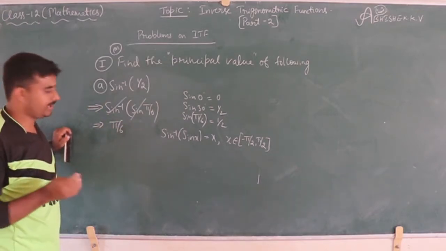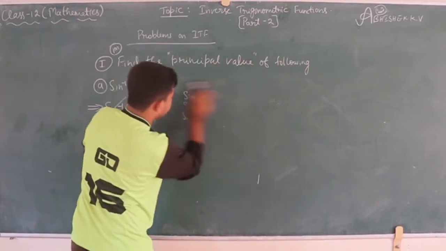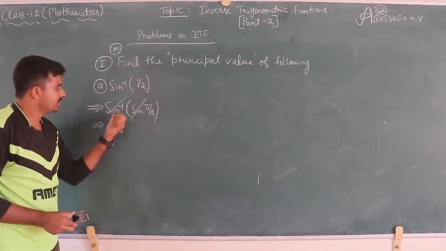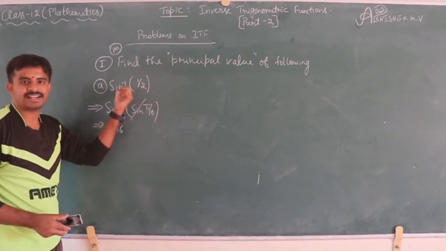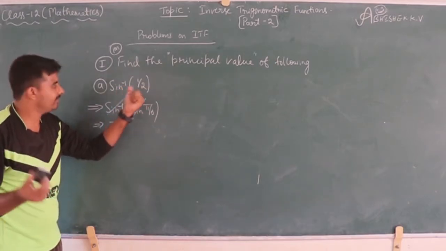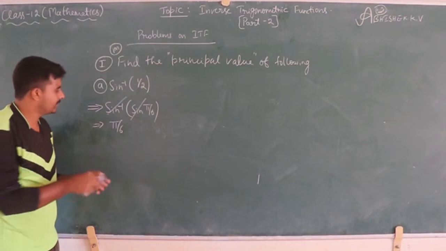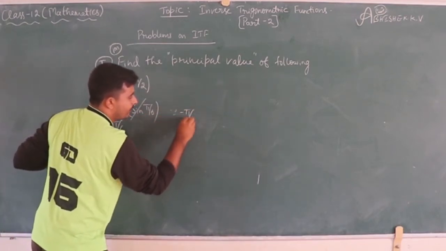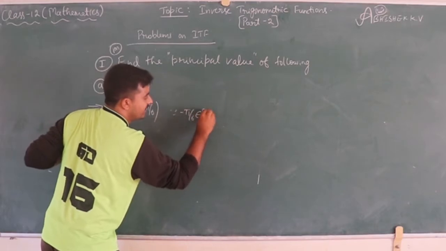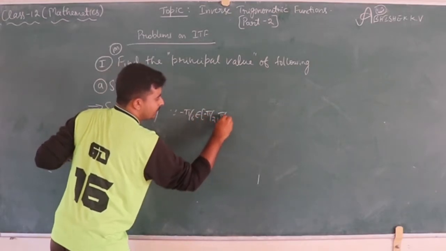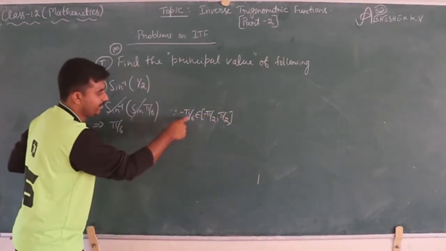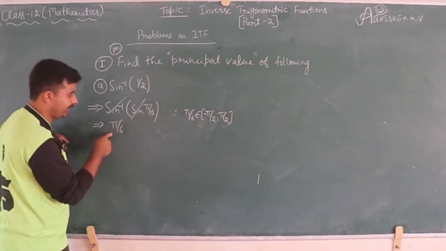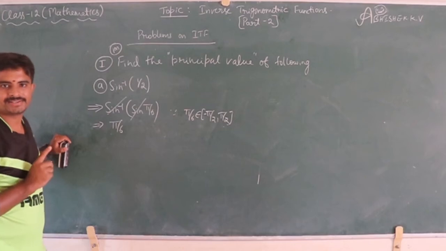That's all. See, first step: consider sine inverse of 1 by 2. At which angle does the corresponding trigonometric ratio have the value 1 by 2? That is sine pi by 6. We can cancel because pi by 6 is between minus pi by 2 to plus pi by 2, that is, 30 degree is between minus 90 to plus 90 degree. This has the value pi by 6.